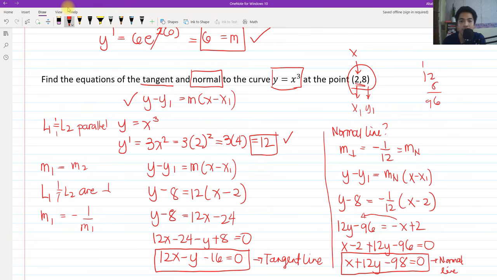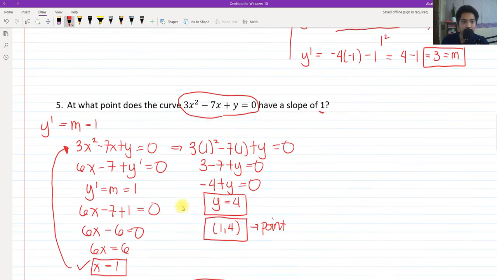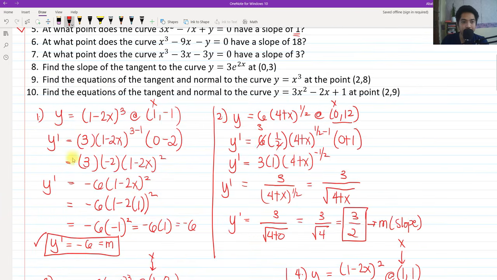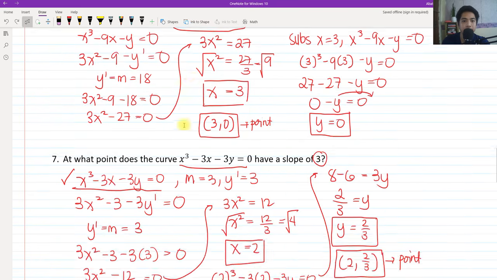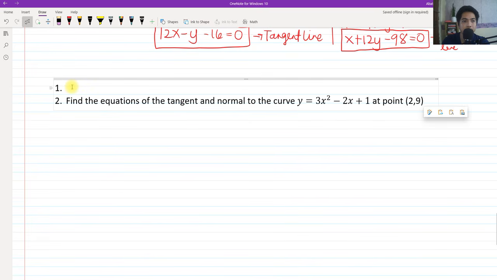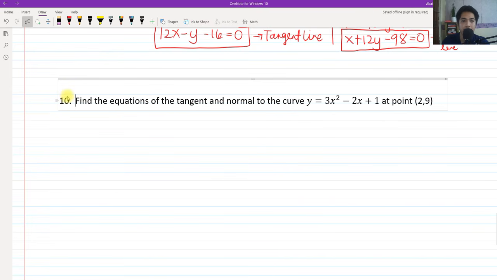Normal line to the curve at the point 2, 8. So down to our last problem, the same type of problem. We're going to find the equation of the tangent and normal to the curve. Let me just copy the question. So this would be our final question here.